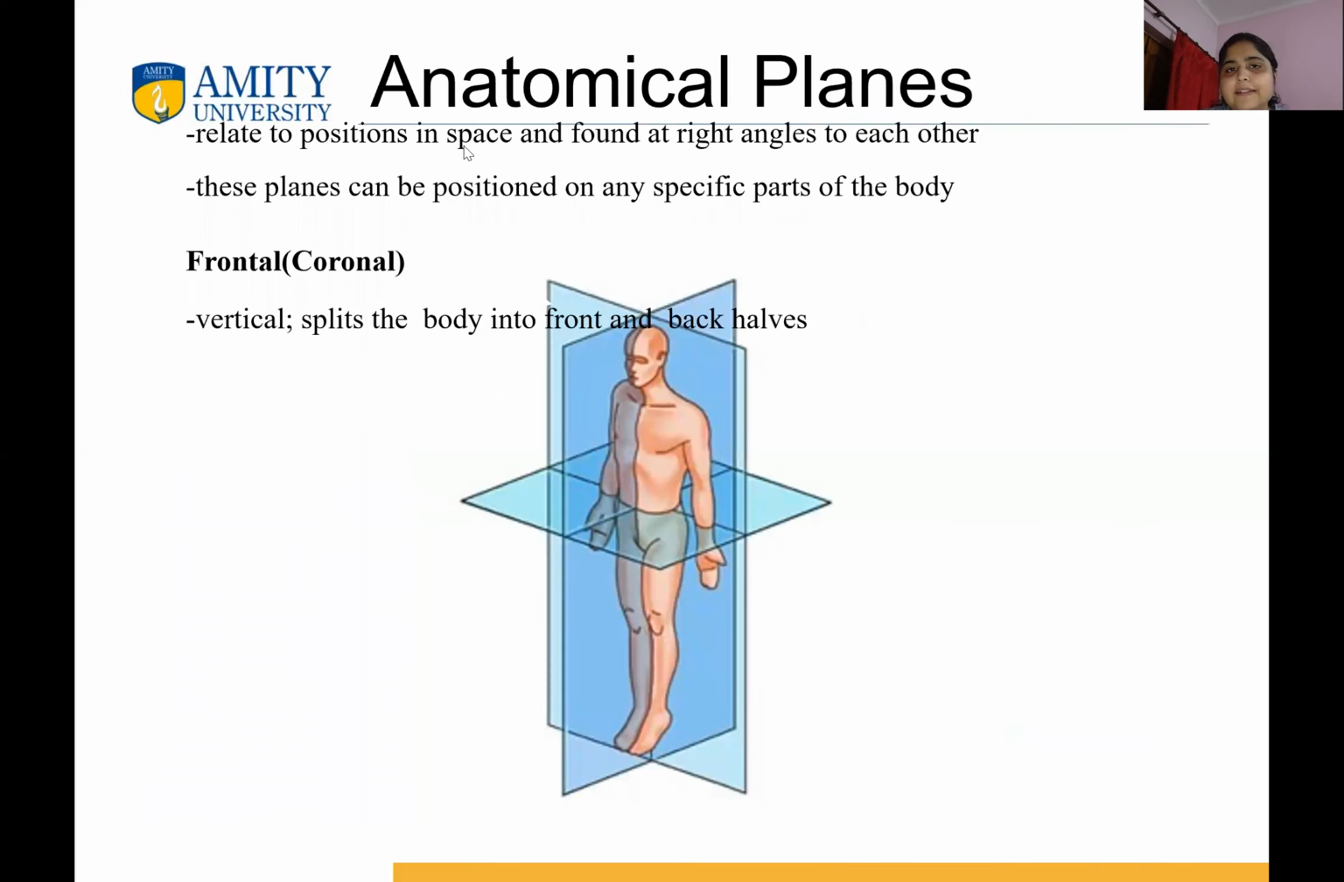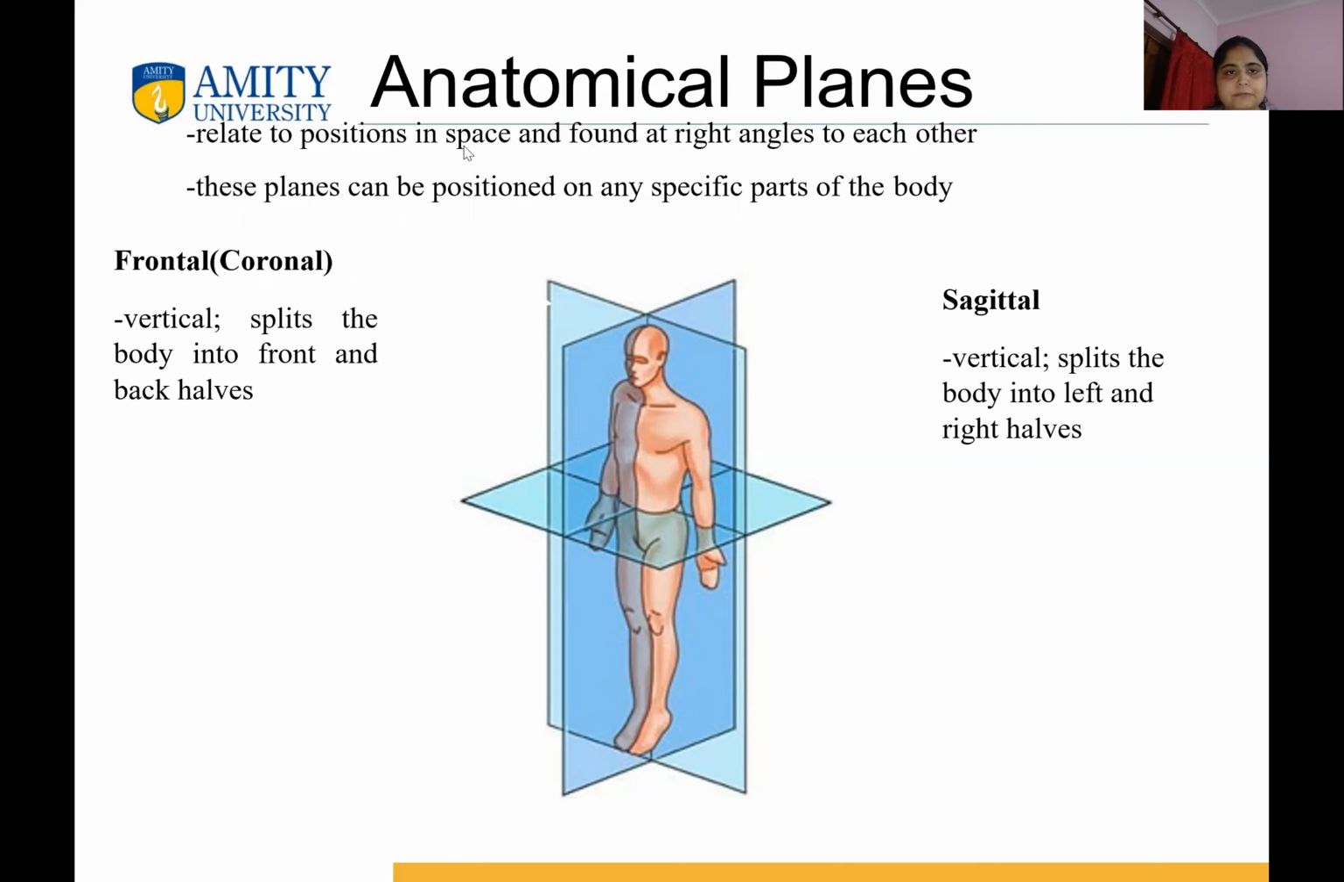The anatomical planes relate to the position in space and are found at right angles to each other. These planes can be positioned on any specific part of the body. Frontal or the coronal plane vertically splits the body into front and back halves. Anatomically, we say into anterior and posterior halves. Next is the sagittal or the vertical, which splits the body into left and right halves. Third is the transverse, that is the horizontal, which splits the body into upper and lower halves.